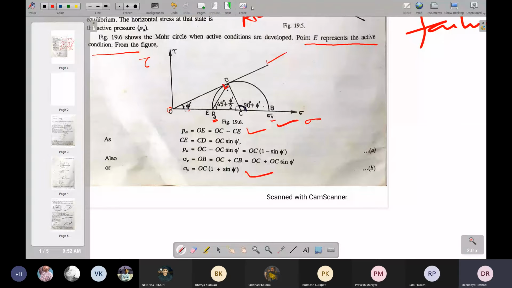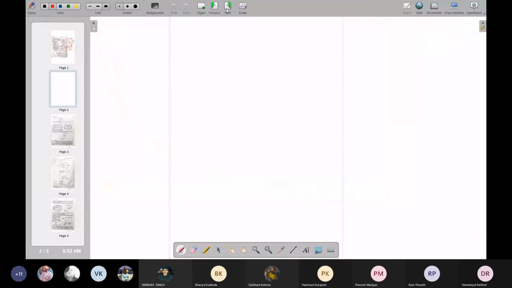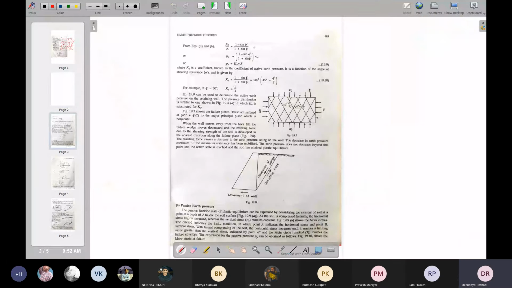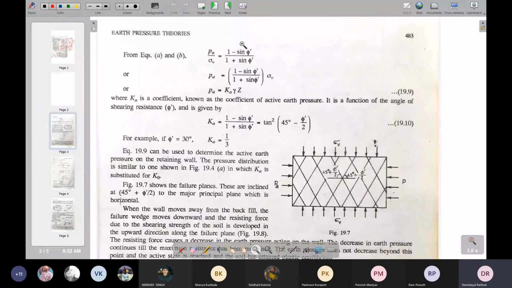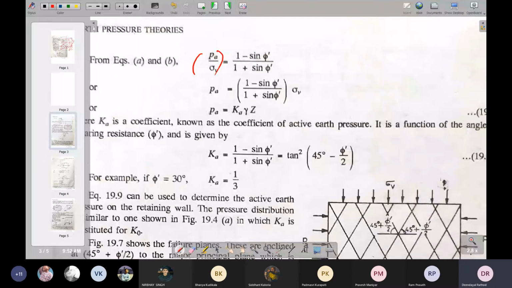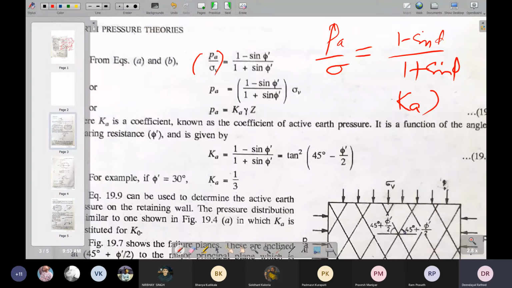Now, finally, when you take the ratio of these, the active pressure over the vertical stress is nothing but (1 minus sin phi) by (1 plus sin phi). This is nothing but Ka. That means PA is equal to Ka multiplied by sigma vertical. Only this one extra term is coming here.